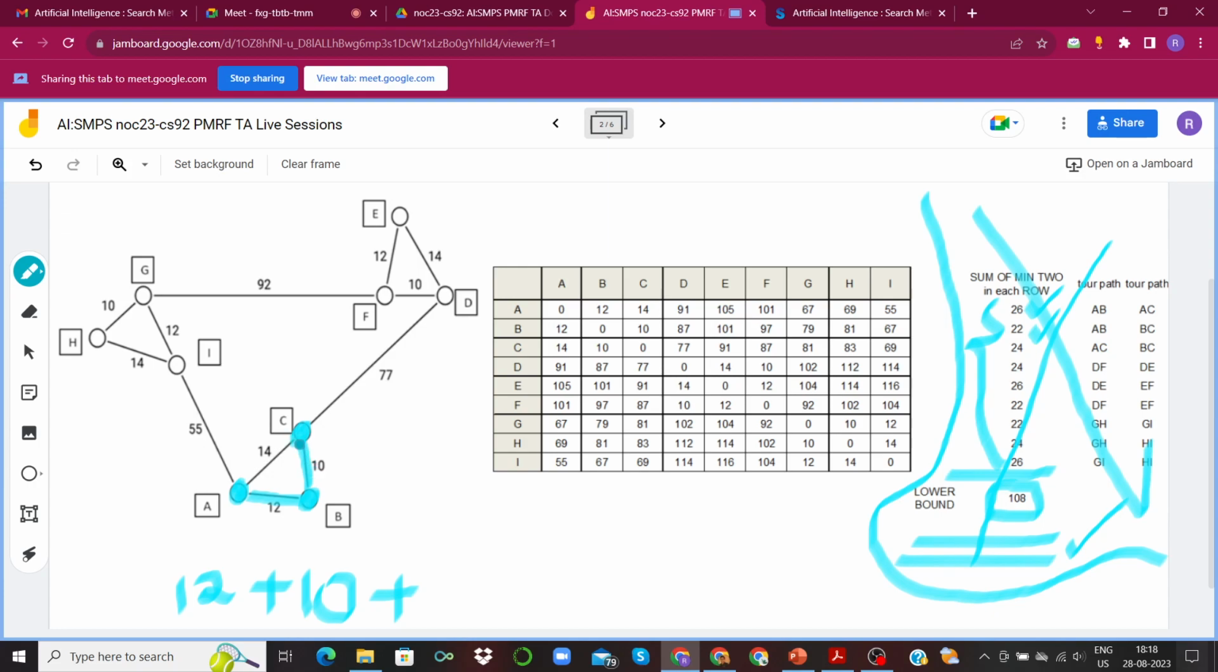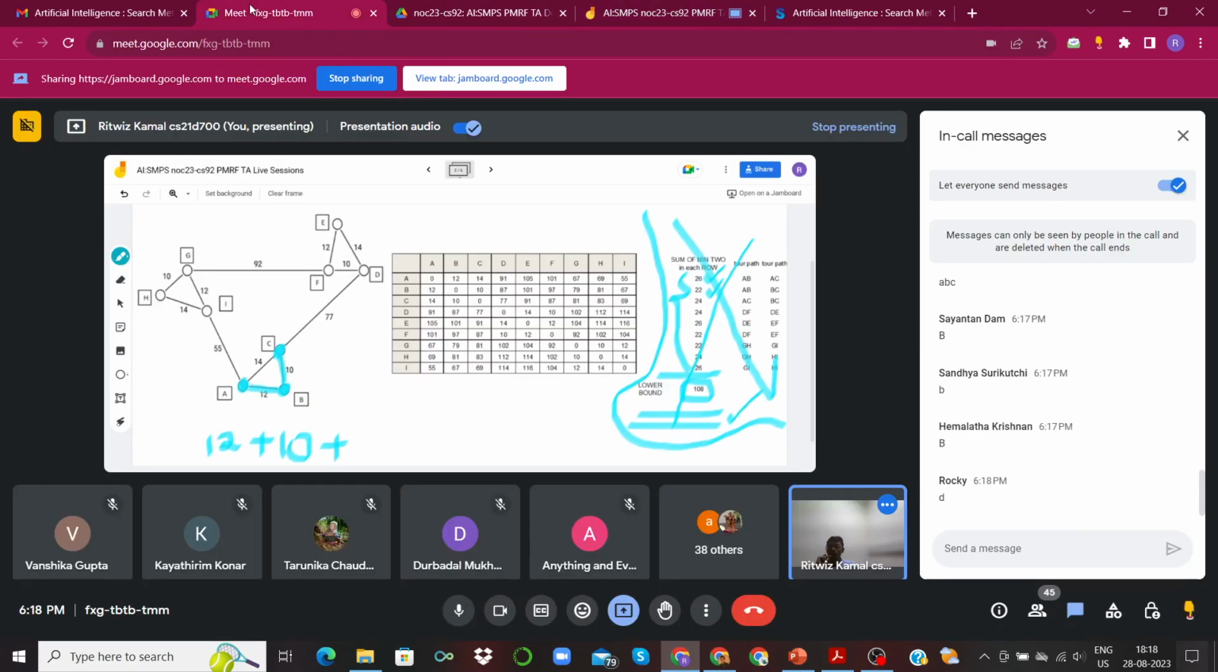Now we are at C, and C has two possible options. It can take either this 14 cost edge or this 77 cost edge, but as per the constraints of the TSP problem, what do you think, which edge would we take from C?